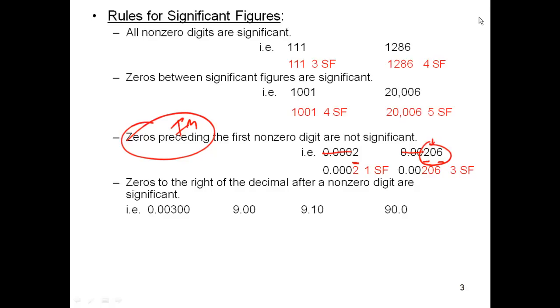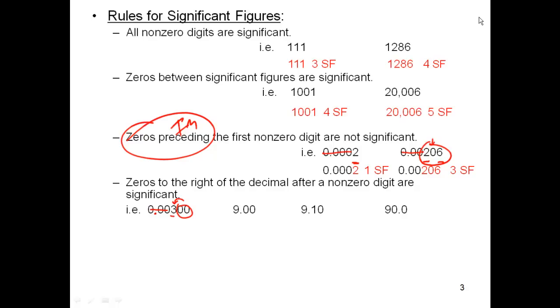0.00300. Once again, those zeros in the front are not significant. We know that that 3 is significant because it's a non-zero digit, but those zeros now are to the right of the decimal and they follow our non-zero digit, a significant digit. Therefore, those are significant. So the 3, the 0, and the 0 are significant: 3 significant figures.